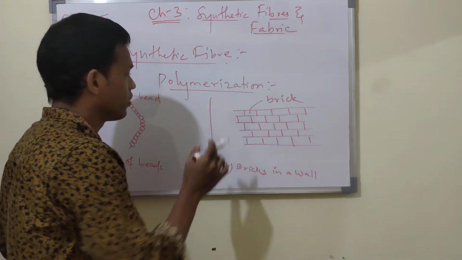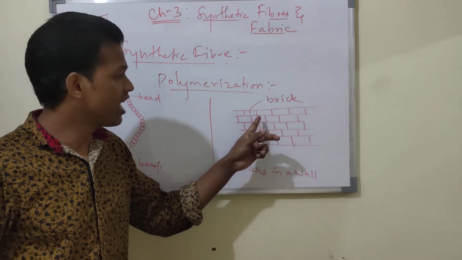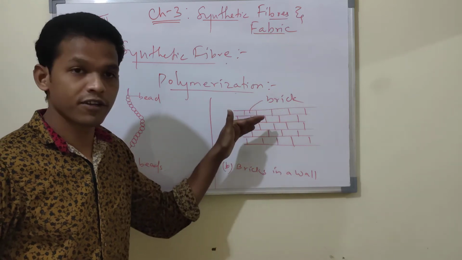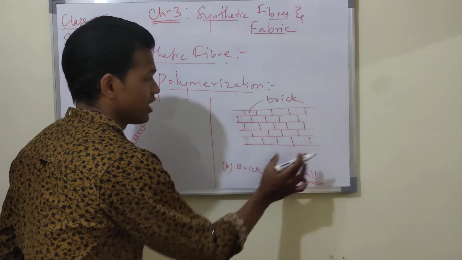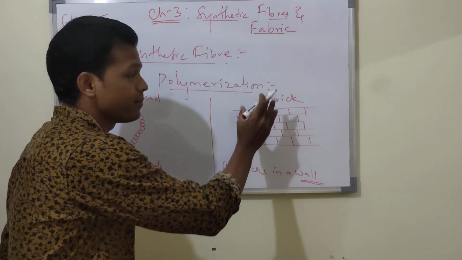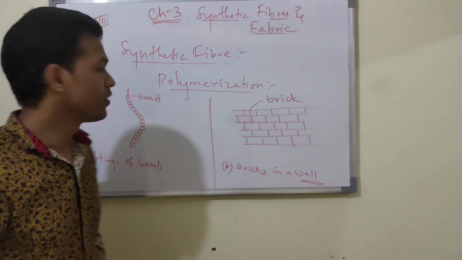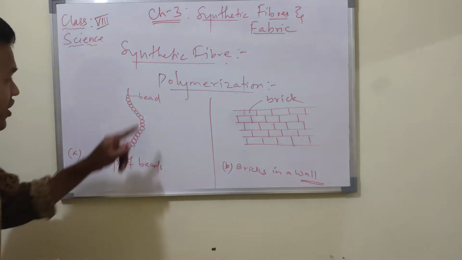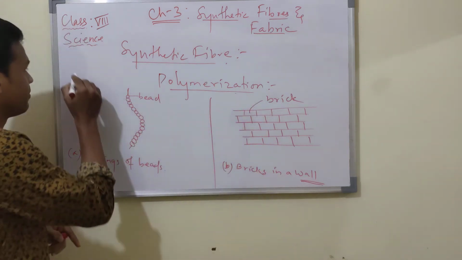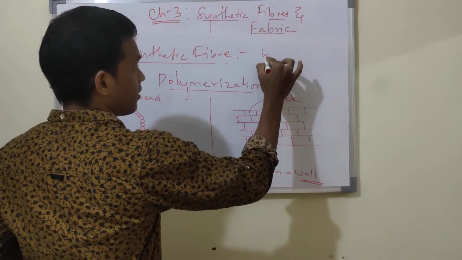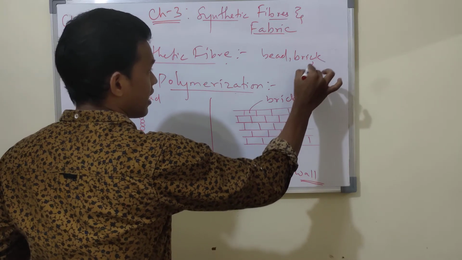Here also, with the help of sand or cement, these bricks are kept together to form a wall. These walls are formed by arranging the bricks together with the help of sand. In this too, what happened? These single beads, these small beads and bricks here are called what?